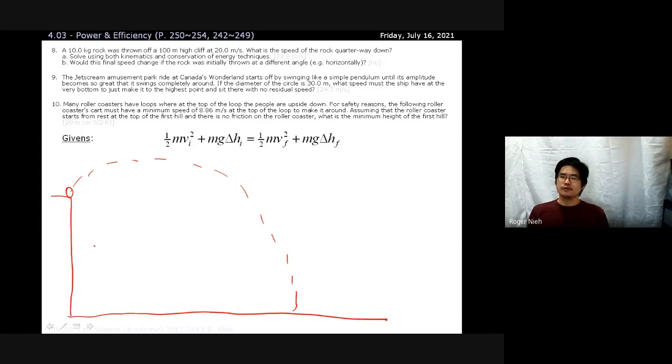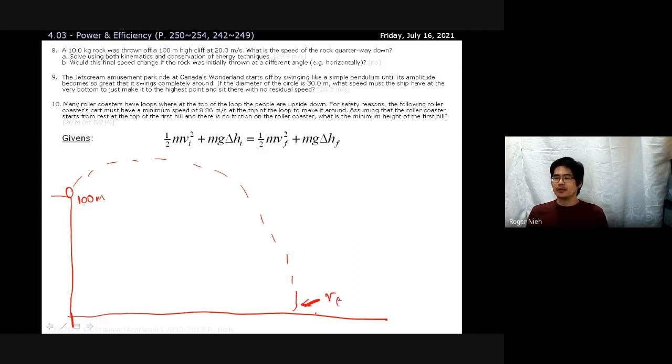Now, to solve using conservation of energy, we know that at the beginning, you are 100 meters above ground, above wherever the ground is, which is beyond the PowerPoint screen. And the question is asking you, how fast is it moving right over here? How fast is it here?